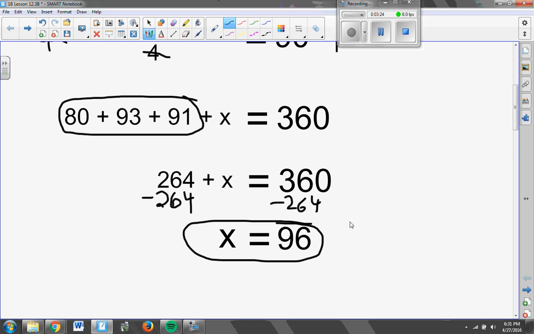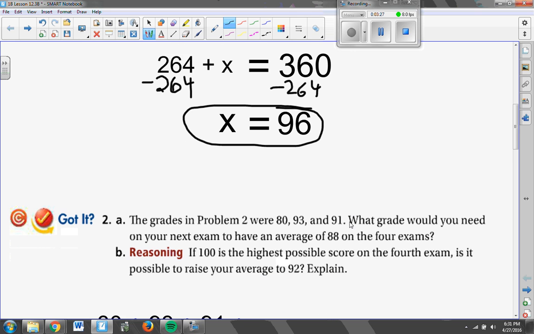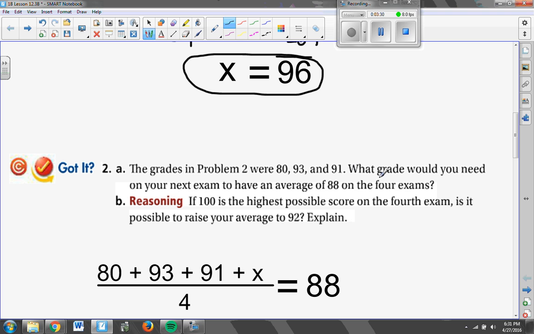Okay, I've got a couple here for you to try as well. I'd like you to try just figuring out what grade we would need if our average just needs to be an 88. So I've set up the same equation again where I'm adding up my 4 scores, dividing by 4, and I now want it to equal 88. And then I also want you to look at part B, which says if 100 is the highest possible score, meaning no extra credit or anything like that, is it possible to raise our average to a 92? So you should try to figure out what score you would need to raise your average to a 92, and then see if that score, that X value, actually makes any sense in this particular situation.